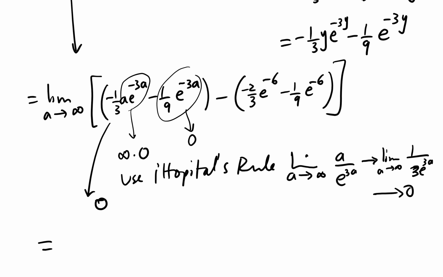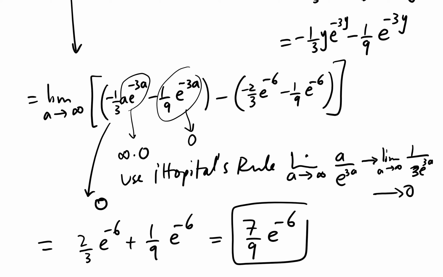So the only thing left is to multiply the negative on the last one, 1/9, and combine them. If you combine them, you get 7 over 9 e to the negative 6. So the integral converges. It has a value, it converges.